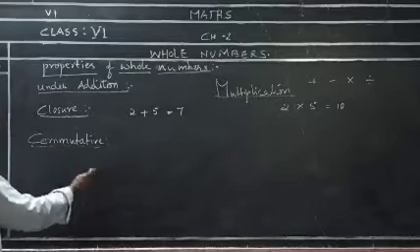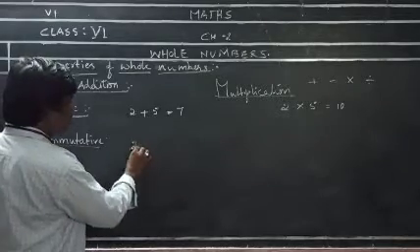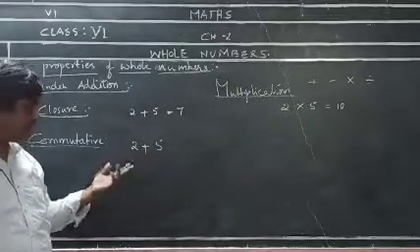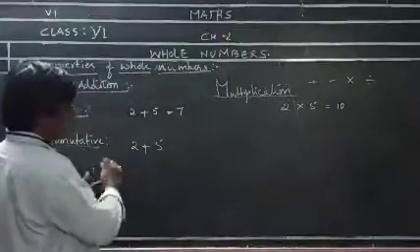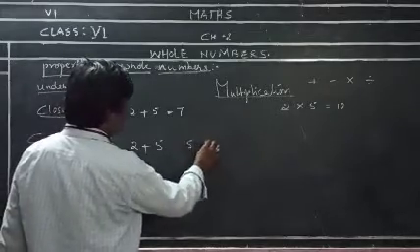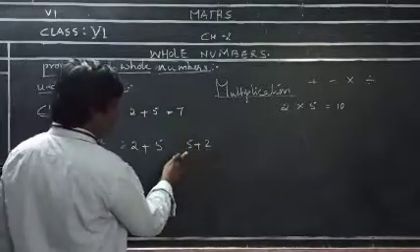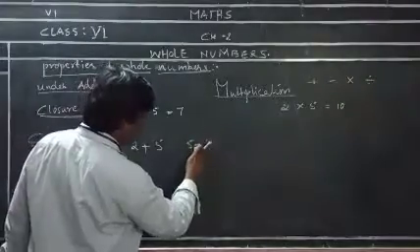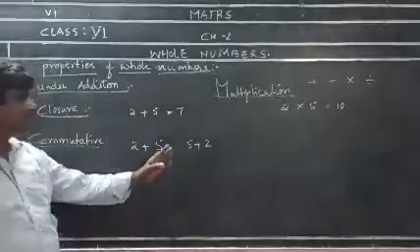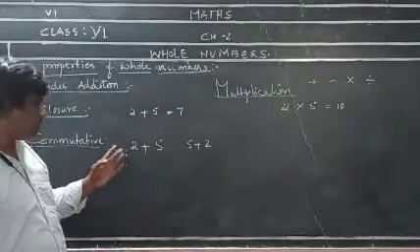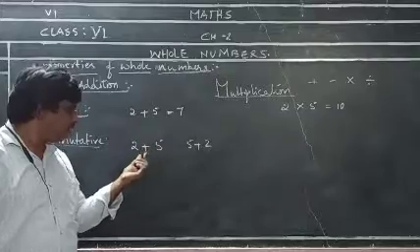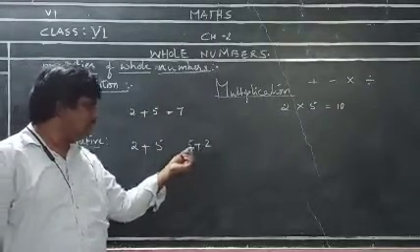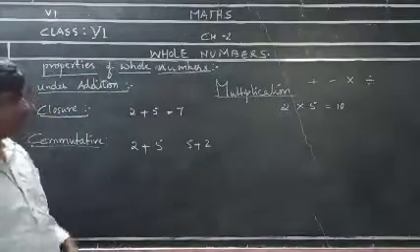What is the commutative property? I will take two whole numbers, 2 and 5. I will add. What is the sum of 2 and 5? 7. I will interchange them: 5 and 2, and add. Here I have added 5 to 2, and here I am adding 2 to 5. Here I have interchanged the numbers. By adding 2 and 5, I get the sum 7. By interchanging the numbers, again I get the same number.